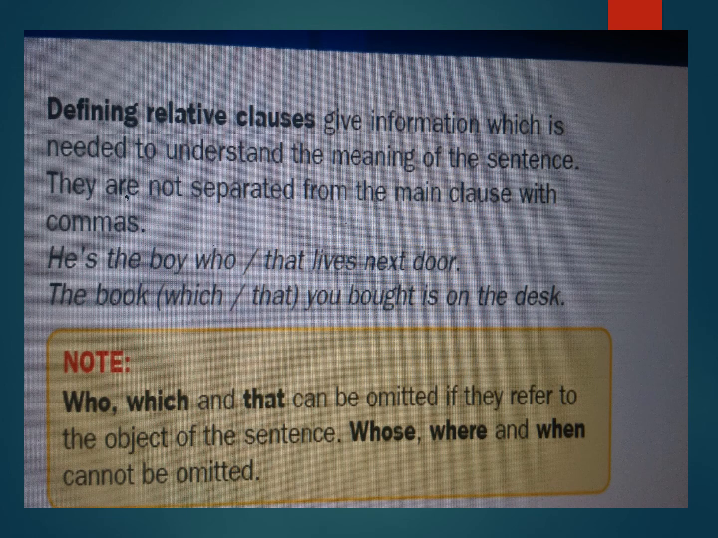Let's join it first. I met Ali who I know for a long time. I met Ali, who I know. I met Ali, who I know for a long time. Now this Ali is the object or the subject?